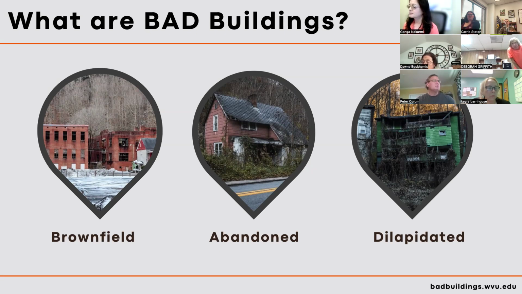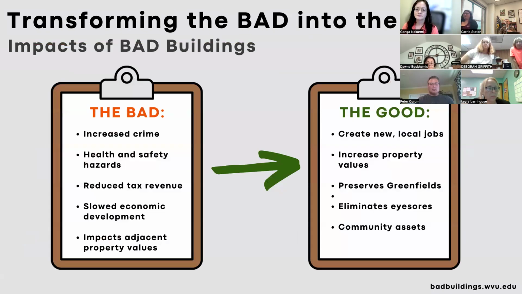And dilapidated is another term that we use to catch those structures that are falling into disrepair and need to be addressed in the community, but we may not necessarily be sure that those are vacant. So just because the building is not vacant doesn't mean it can't be classified as a bad building. So those structures will fall under that dilapidated column.